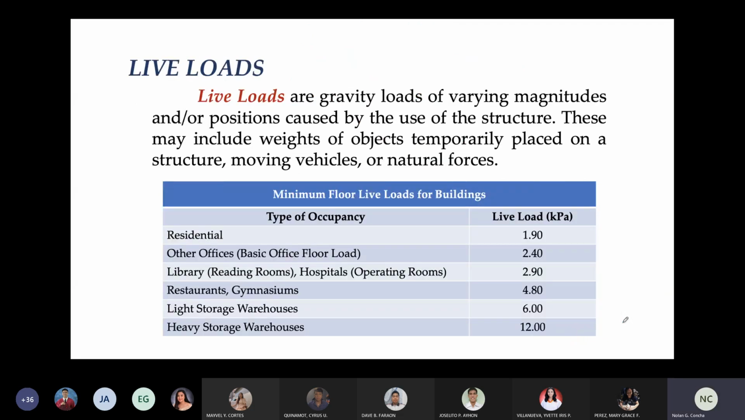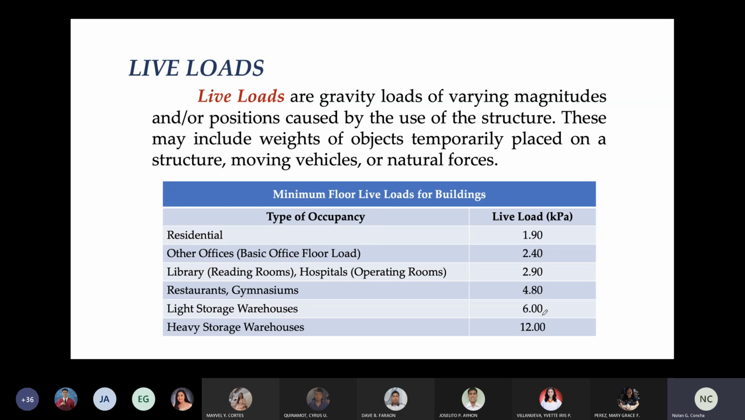Okay, what about live load? Live loads are gravity loads of varying magnitudes and or positions caused by the use of the structure. These may include weights of objects temporarily placed on a structure, moving vehicles, or natural forces. Now, there are constant live load pressures in our code, and they came from long observation, long study, and history of data.